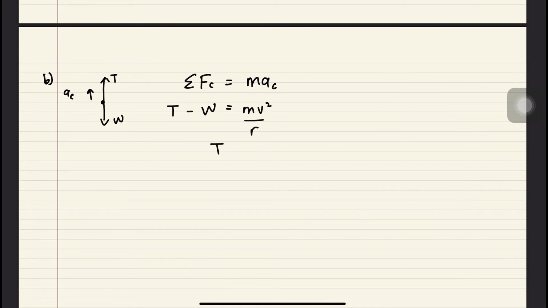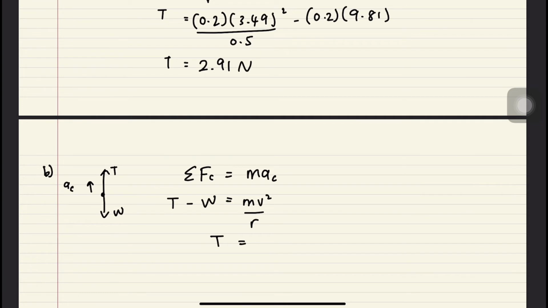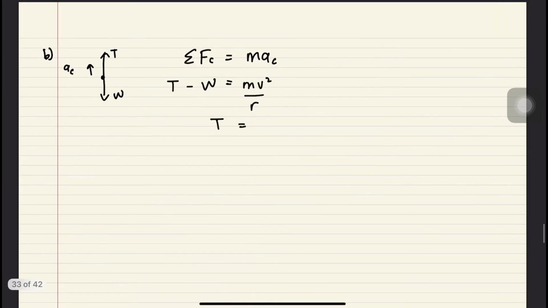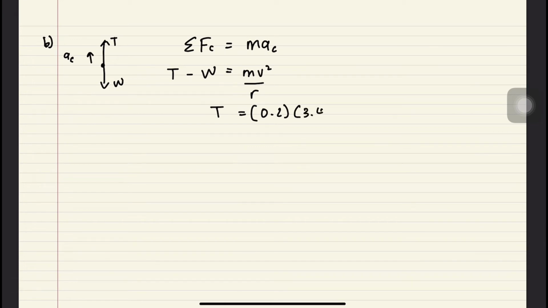Again, you already have the values for v. So weight to the other side becomes plus mg. v just now I got 3.49, and mass is equal to 0.2. v is equal to 3.49 squared divided by 0.5, and then plus mg, 0.2 times 9.81. Okay, I think A and B is pretty straightforward. So I got 6.83.